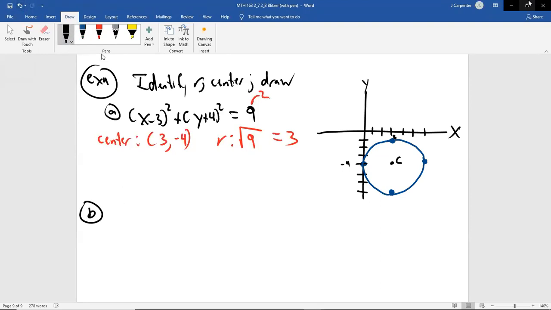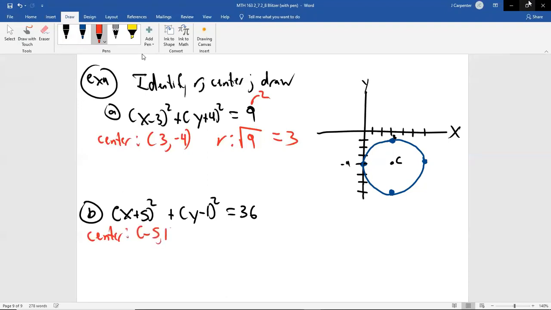B, we're going to have parentheses x plus 5 squared, then plus y minus 1 squared equals 36. So our center, again, you're supposed to be taking opposite values for the h and the k, for the x1 and y1 if you prefer calling them that. So it's not 5, -1. The center is -5, +1.